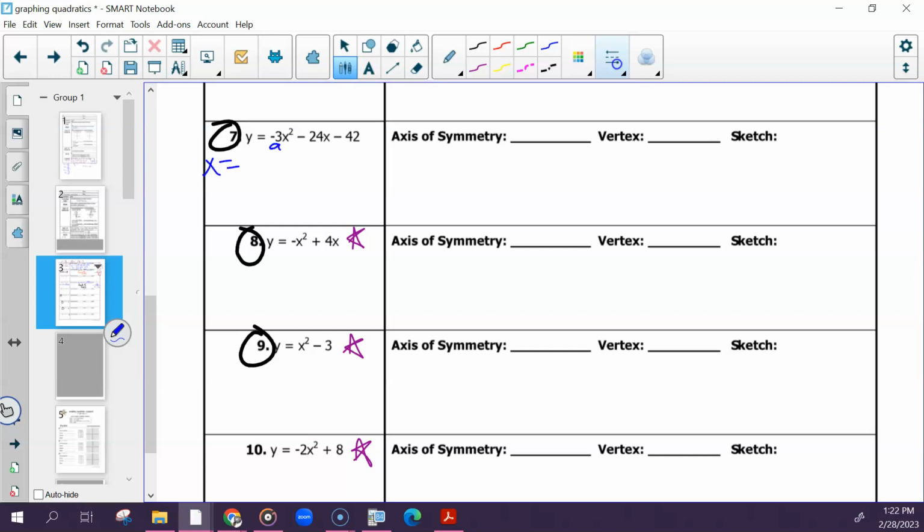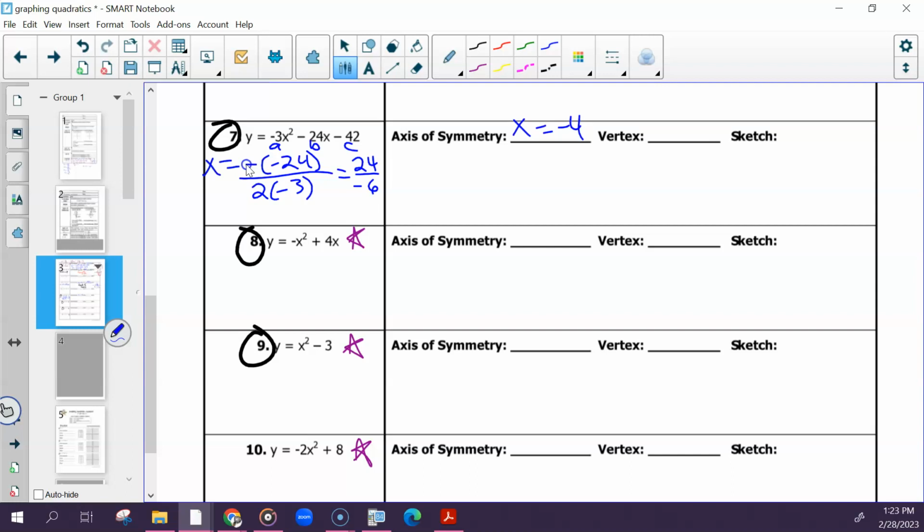Wait, so if it's already a negative, would it be positive 24? Yes, we would still put negative, negative. Okay. So negative 24 over 2 times negative 3. And then simplify. So this would be positive 24 over negative 6, which would be what? Negative 4. And x equals negative 4.